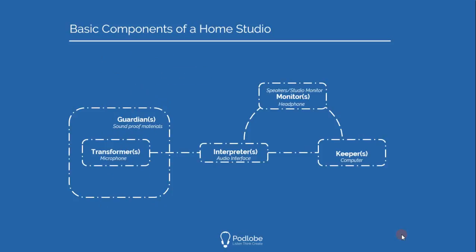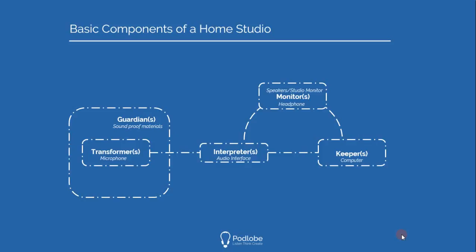Now, this is how it all looks. You have the transformer right in the heart of a Guardian, because the Guardian is soundproof material trying to keep out unwanted sound. So you and your microphone, most likely your mouth, must be within the cover of the Guardian to make sure that it's just your voice, just the sound that you want, that is entering into the microphone, which is a transformer. What the microphone does is transform sound energy, what comes out of your mouth, into electrical impulses that the interpreter, the keeper, and the monitors can understand.